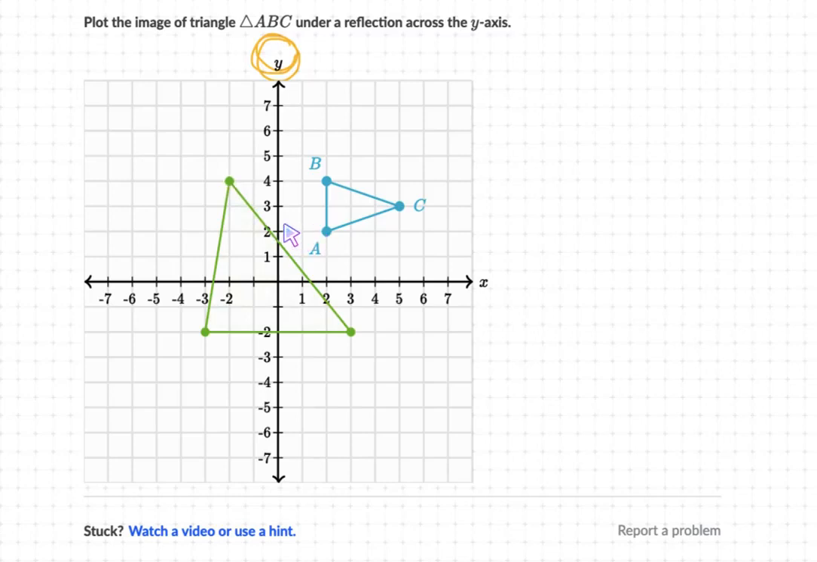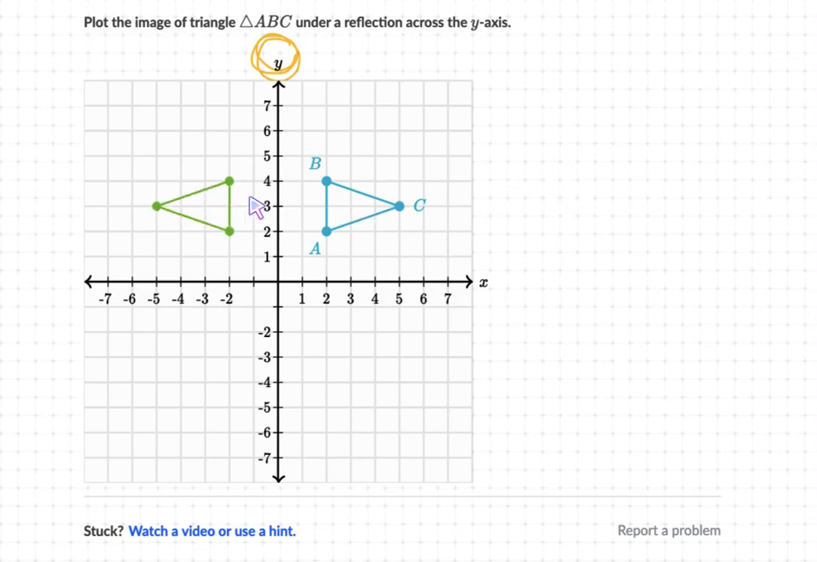I'm going to do the reflection for every individual point. The A is 2 spaces away from the y-axis, at this 2 right here. So the new A is also going to be 2 spaces away. The C lines up with the 3 on the y-axis, and it's 1, 2, 3, 4, 5 spots away. So over here, it's also going to be 1, 2, 3, 4, 5 spots away.